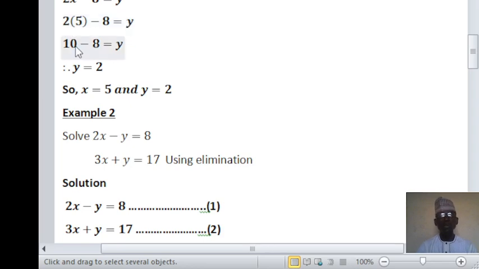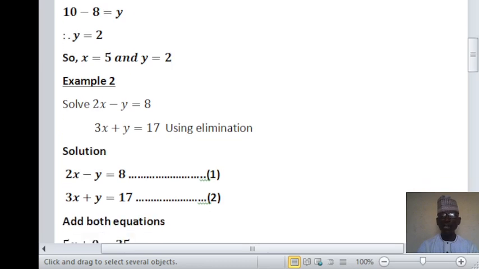2 times 5, you have 10. The minus is there. Minus 8 equals y. Do the arithmetic process there. 10 minus 8, you have 2. y equals 2. So, therefore, our x is 5 and our y becomes 2. You can substitute x for 5 and y for 2 in any of the equations. You discover that your answers will be correct.